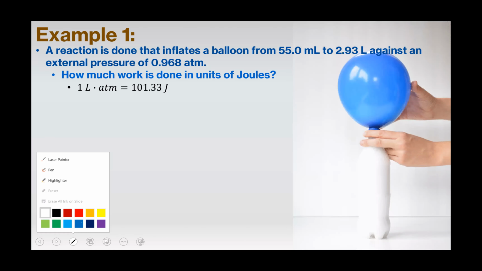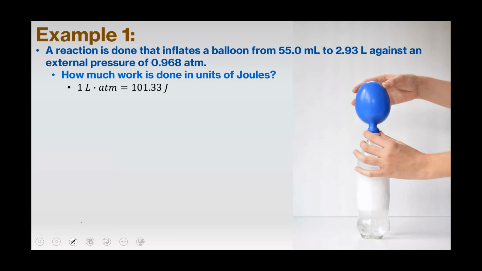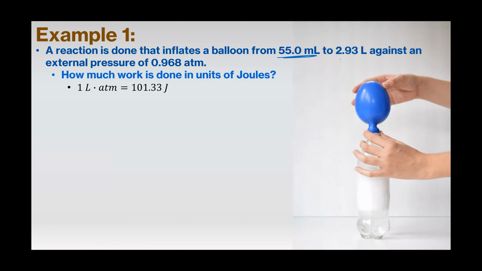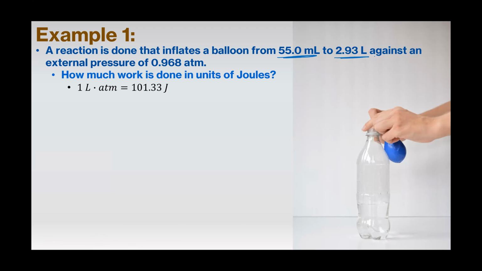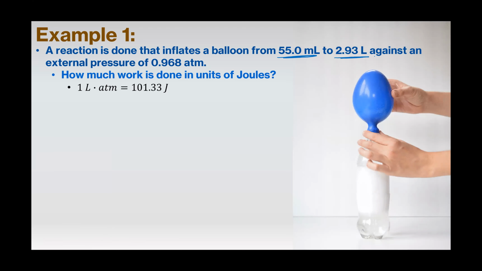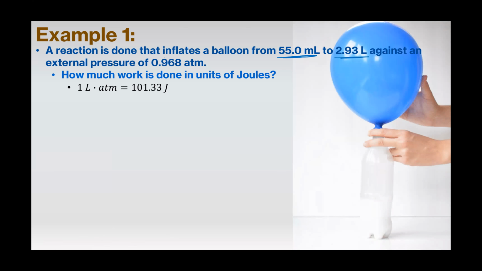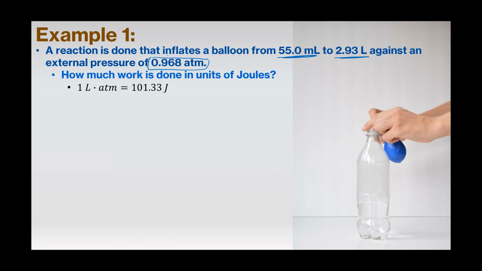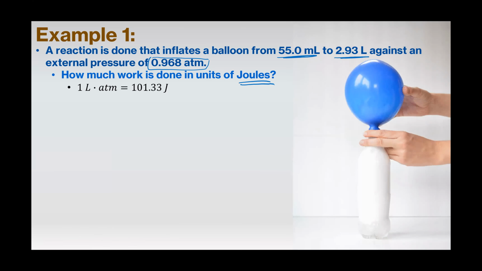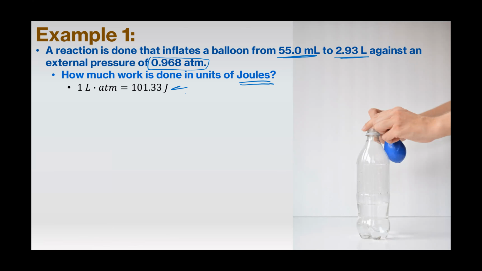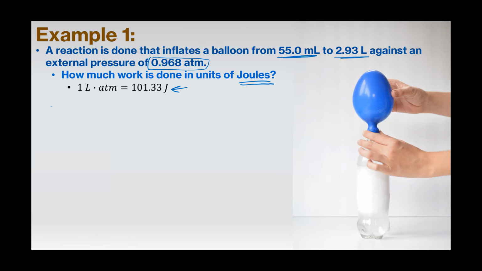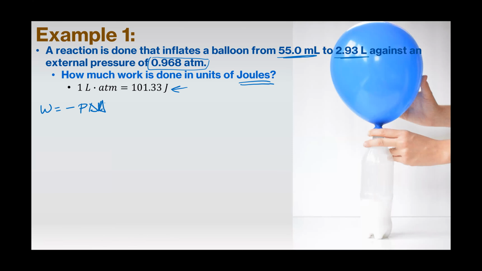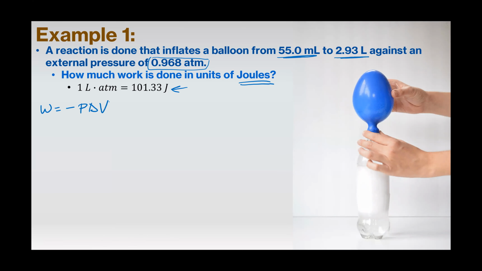Here we have a chemical reaction that's inflating a balloon. The balloon starts at 55 milliliters and inflates to 2.93 liters. It's working against an external pressure of 9.68 atmospheres, and we want to know how much work is done in units of joules. Here's the conversion factor we're going to need. We'll be given this equation: work equals minus the pressure times the change in the volume.